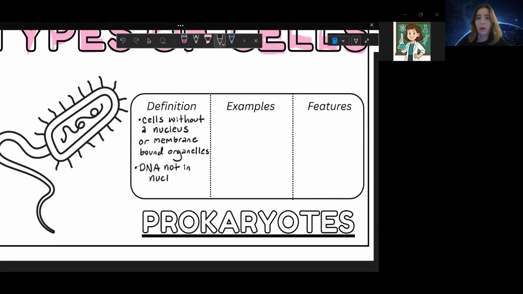Some of them have a cell wall. They may have what's called flagella or pili, which I'll explain in just a second. And they also can only undergo asexual reproduction, or reproduction just by itself with an individual.